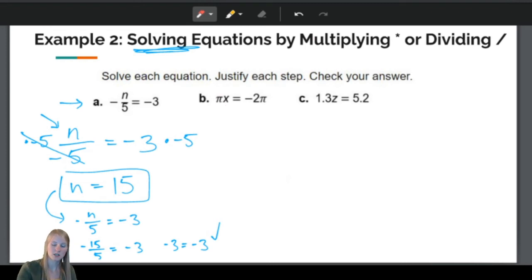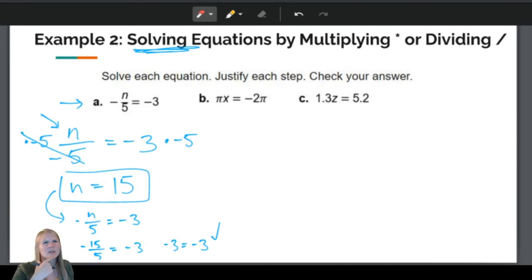Well, that's okay. I have pi times x. That's what it means when a number and a variable are touching each other like that, when they're right next to each other, it means multiply. This is the same thing as 3 times x. So because the pi and the x are right next to each other, I know that that means multiply.